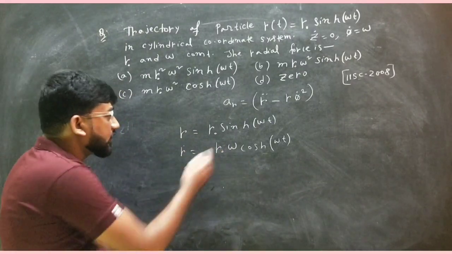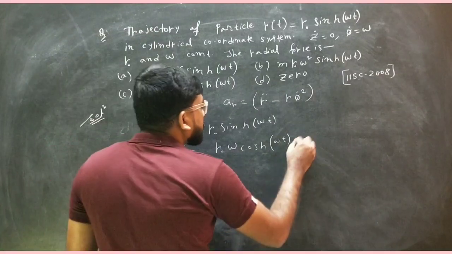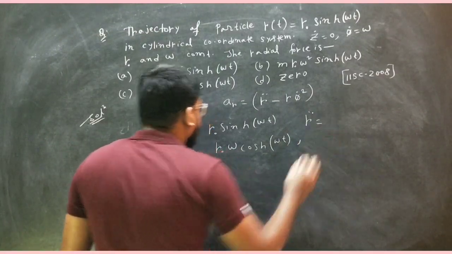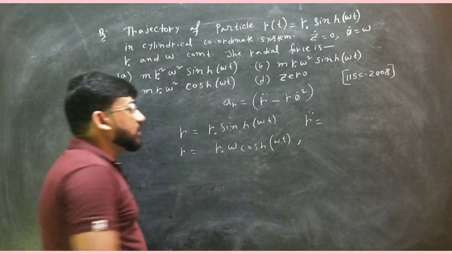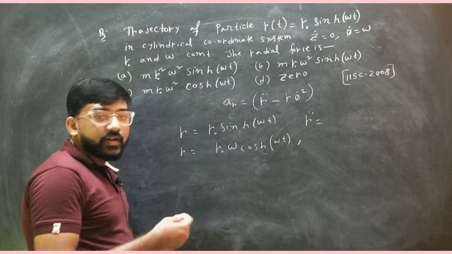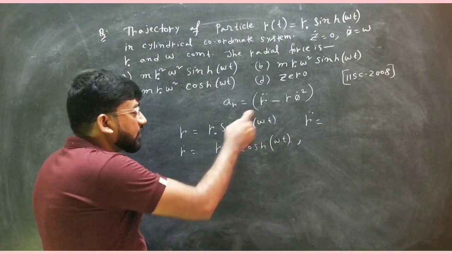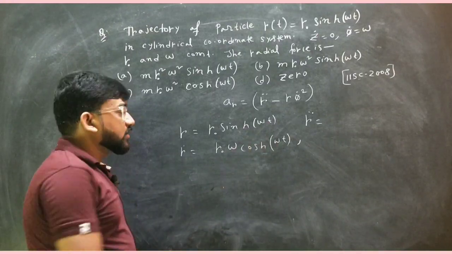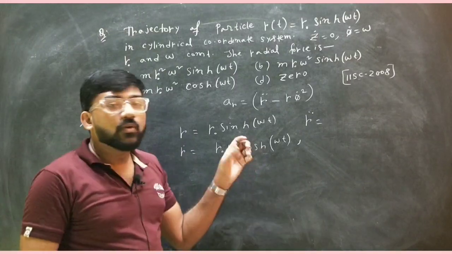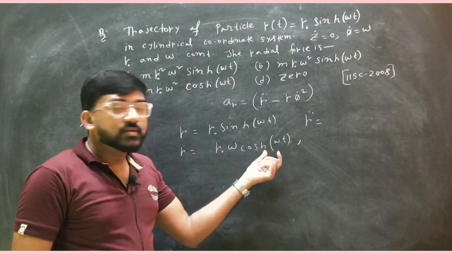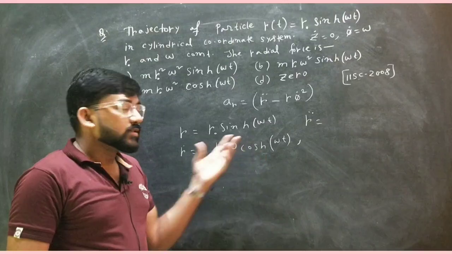Now if you again differentiate this expression, then what will you get? You will get r double dot, and the cos hyperbolic will again be converted into sine hyperbolic, but there is no negative sign. Please remember, for hyperbolic functions there is no negative sign. In general, you know the derivative of cos is minus sine, but for hyperbolic it is not minus, it is just plus.